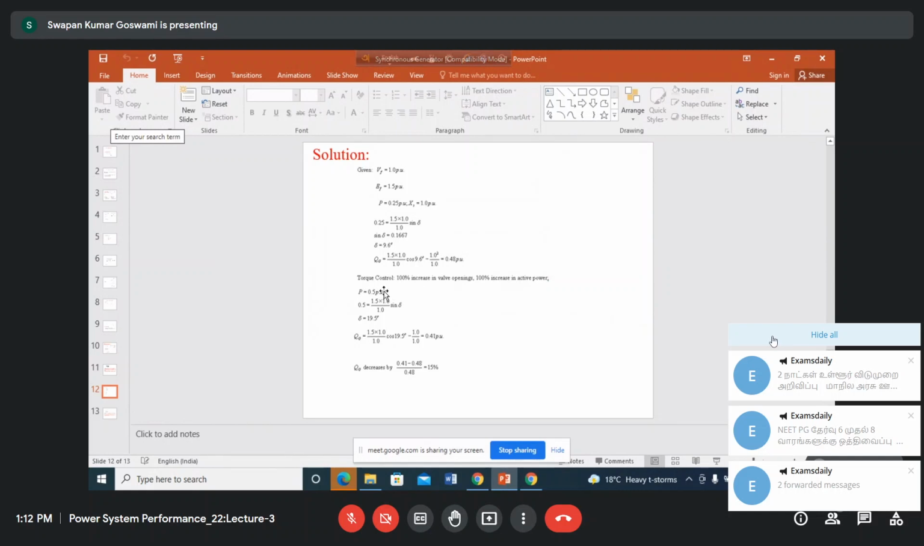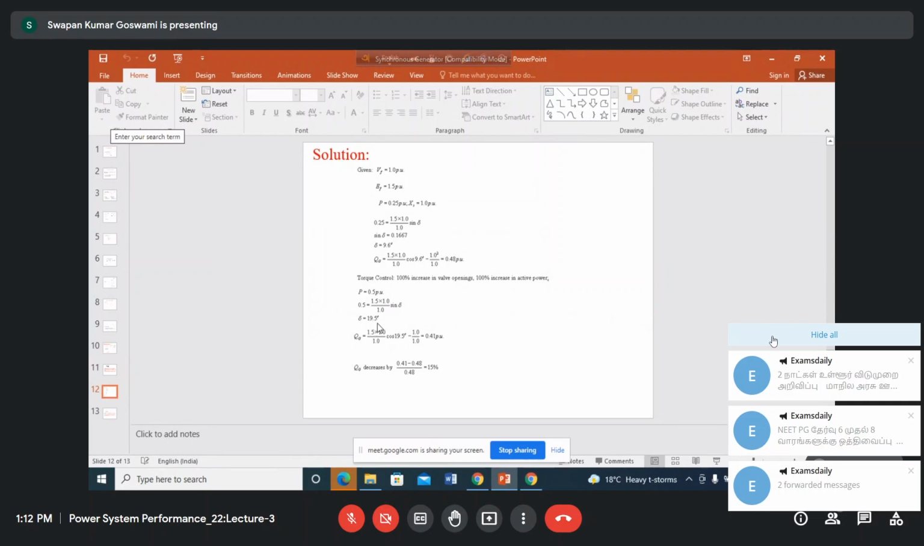Now what is done? Torque control is done. 100% increase in the valve opening. So obviously 100% will be the increase in power. So active power becomes 0.5 per unit. So if it is 0.5, what is the value of sine delta? Because power input is increasing, obviously delta will increase. Delta becomes 19.5 degree from this calculation.